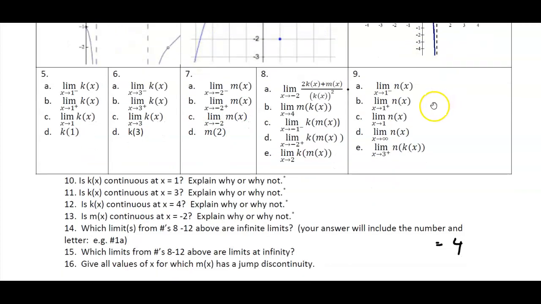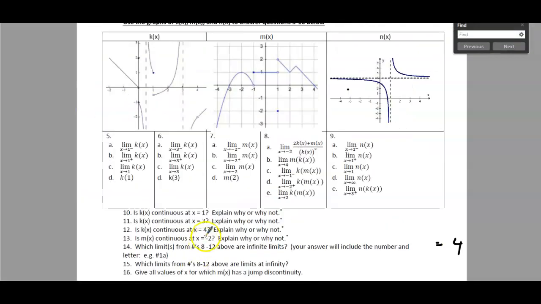Got to zoom out a little bit. All right, number 10. Is k of x continuous at x equals 1? Explain why or why not. Well, that's where k of x equals 1. So no, the answer is no. That's a jump discontinuity, but we're not going to explain it that way, okay? We're going to say no. And when you have a jump discontinuity, that means the limit does not exist.